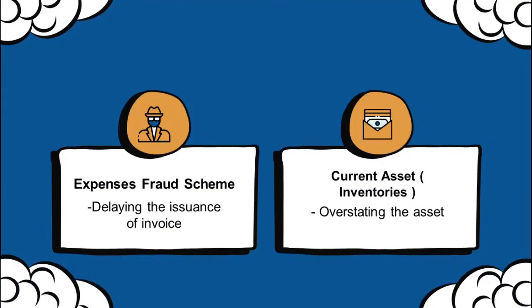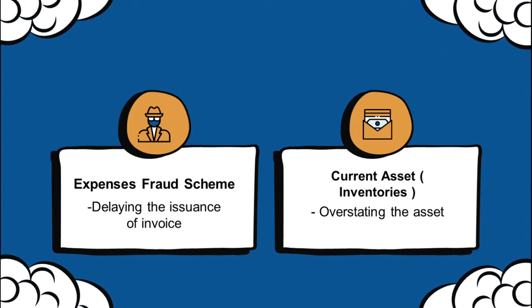The second fraud scheme is the expenses fraud scheme. The technique used is understating the expenses in the fraudulent financial statement. In this case, Toshiba requested its vendor to delay the issuance of invoices until the next quarter. This will misrepresent the current period expenses.